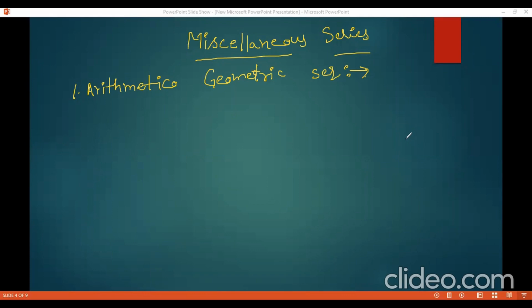Hi students, today we are dealing with miscellaneous series. We observed AP, GP and HP in previous videos. Now we are observing miscellaneous series, which are combinations of arithmetic and geometric. Now take our arithmetico-geometric sequence, that is, the sequence which satisfies both AP and GP. That can be called an arithmetico-geometric sequence.